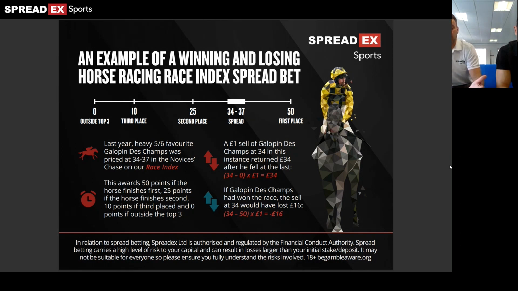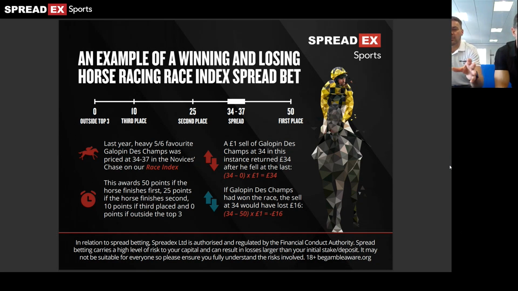So that includes a horse not completing the course. So for example, a £1 sell of Galopin de Champ, which would have been at 34, would have returned a £34 profit. So that's 34 minus the 0 for him falling at the last fence, so not completing the course. So 34 minus 0 times the pound stake, so a £34 profit. Now, if Galopin de Champ hadn't fallen and won the race, the sell at 34 would have lost £16. So 34 that was sold at minus the 50 makeup for winning the race times a pound, so a £16 loss.